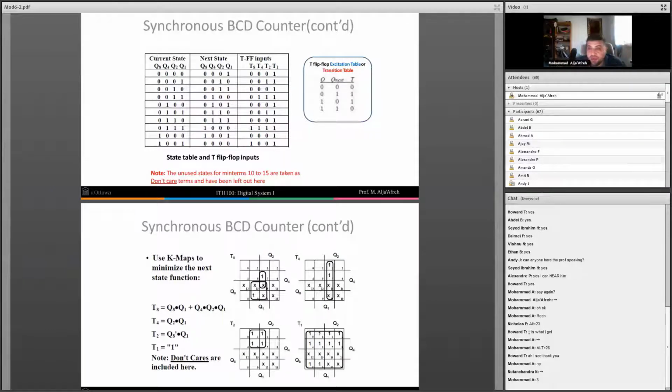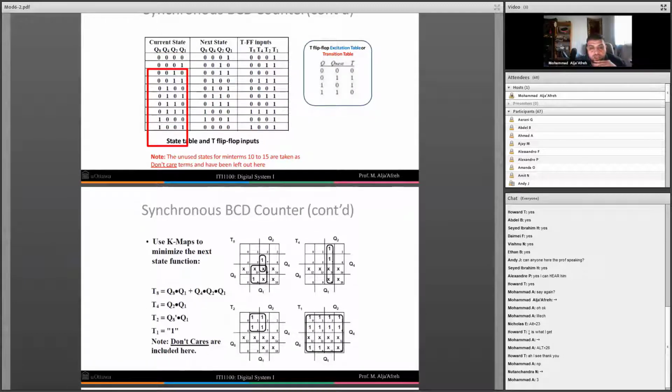Do not be fooled and put the input from the next state. No, the input should be from the current state. That is exactly what we're going to do. Let's take a look at T4. We have 0, 0, 0, 1, so at the input it's going to be our input.